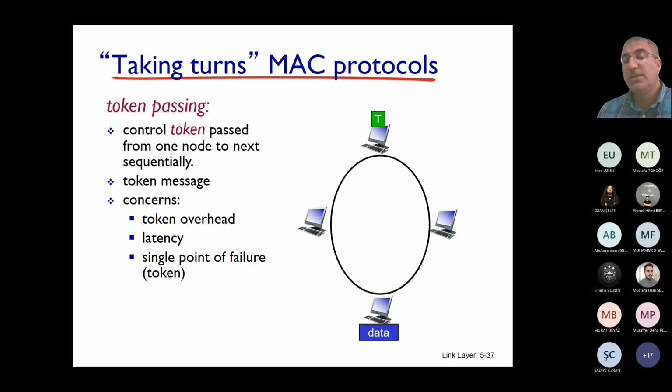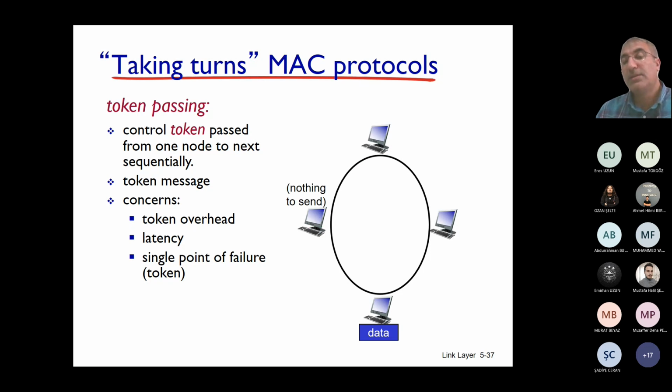The main concern in this method is the token overhead: you have to wait for the token, which introduces additional latency. Also we have a single point of failure in this case. When something happens to the token, the network will shut down. So let's look at the animation.